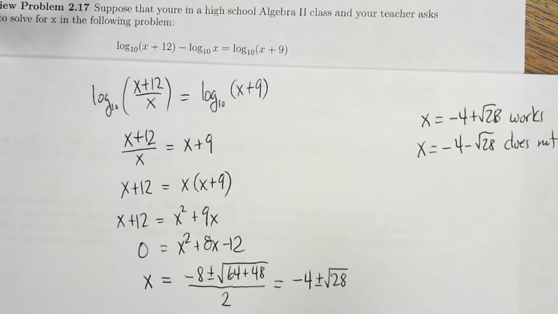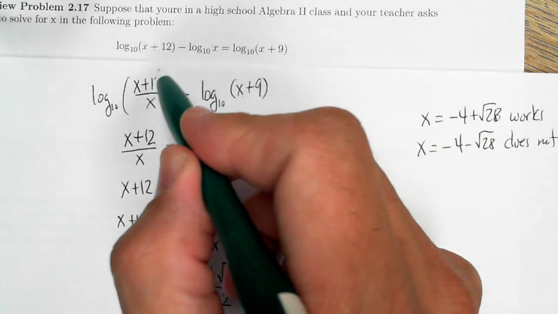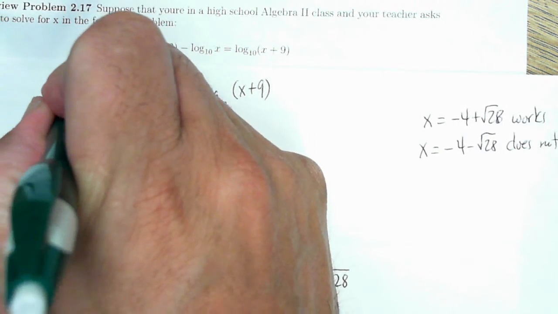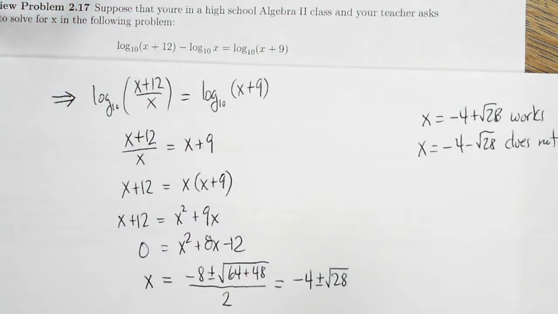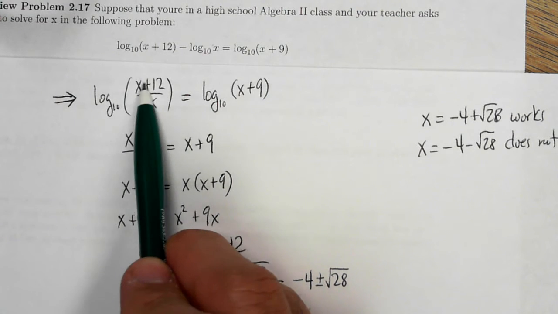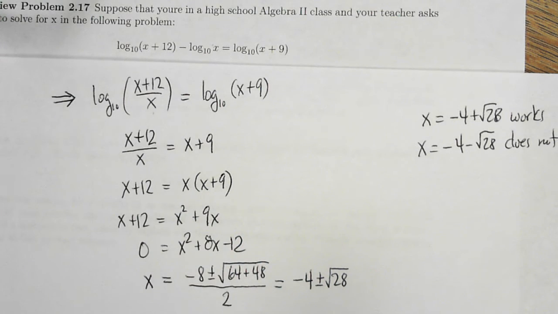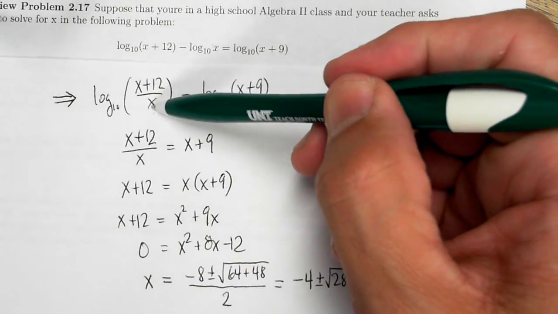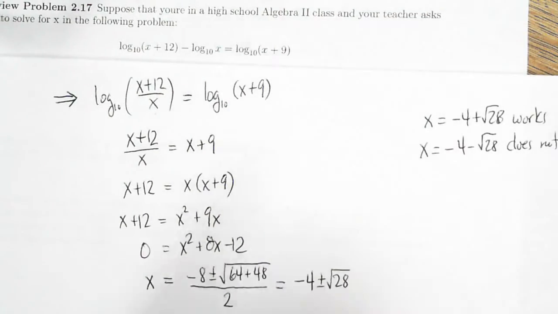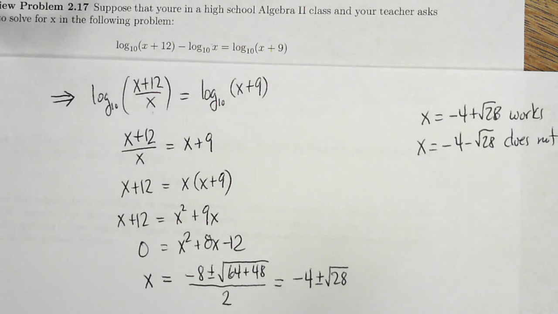Now what happened? I can combine logarithms, but this is technically a one-way implication. I can split this up as long as the top and the bottom are both positive. But if this is a negative number divided by a negative number, then I can't split up the logarithm like that. So that's a one-way implication.